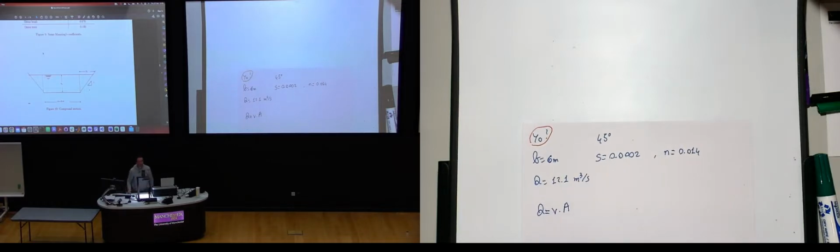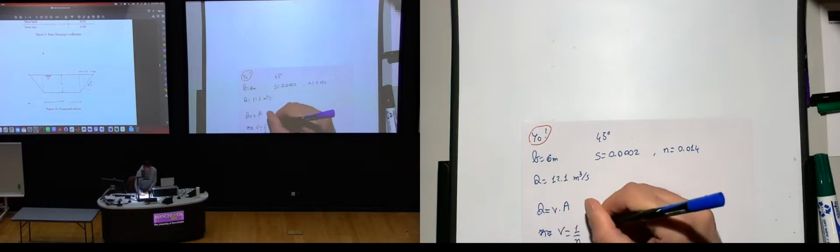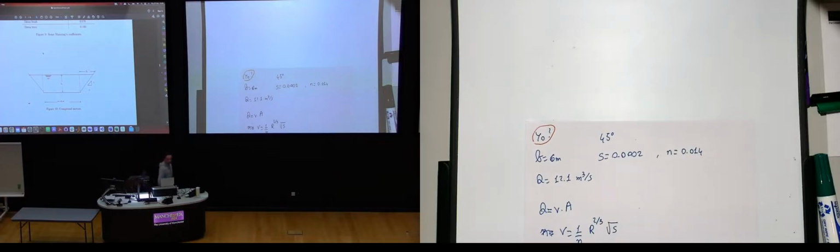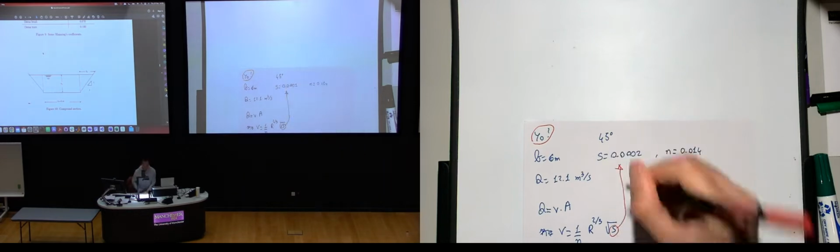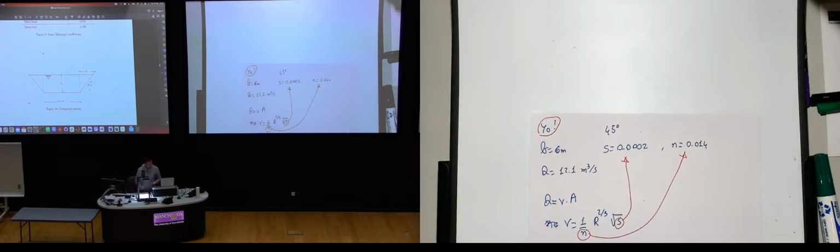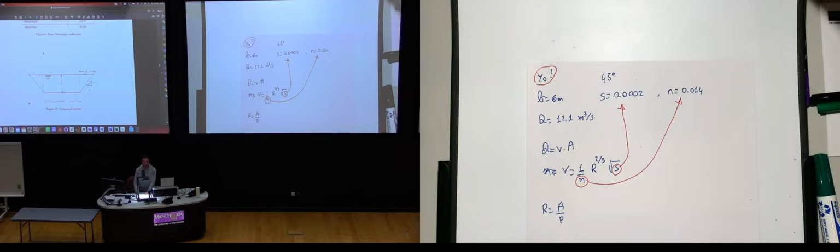For sure we can write this. The flow rate is the velocity times the cross-sectional area. And according to Manning, the velocity is 1 over n, hydraulic radius to the power 2 over 3, square root of S. Where S is this one. N is this one. The hydraulic radius R is A over P, wetted area over wetted perimeter. Okay.